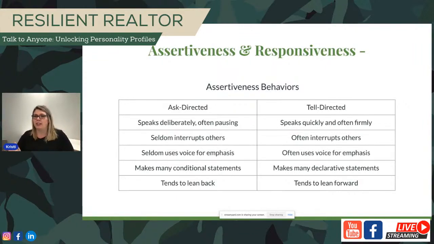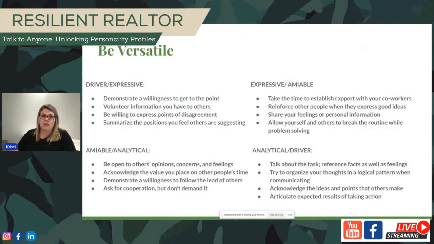The tell directed is they're going to interrupt if they have something to say. They're going to use big voices, and you're going to notice them in a meeting. Okay. So think, who goes unnoticed in a meeting? It's the amiable, perhaps the analytical. Who takes control of the meeting and everybody knows that they're there? It's the driver and the expressive.